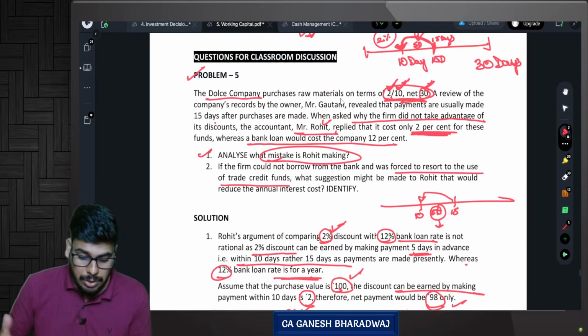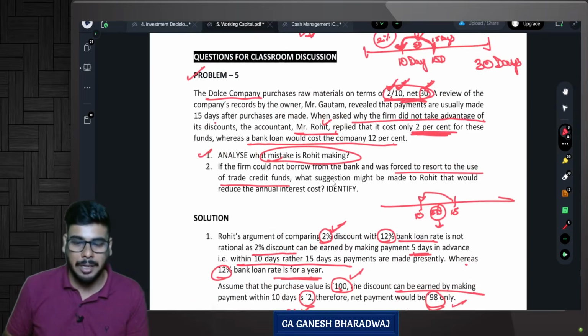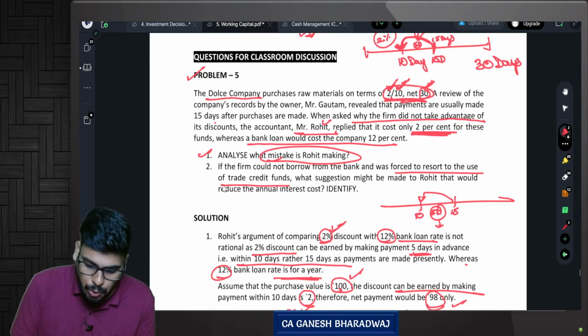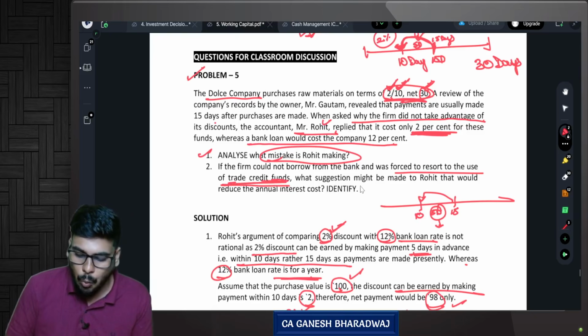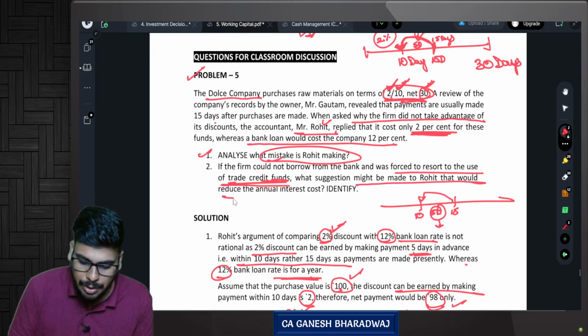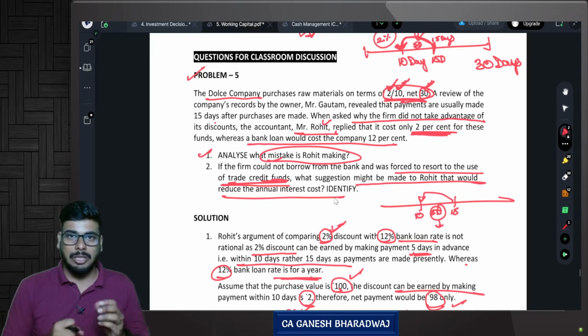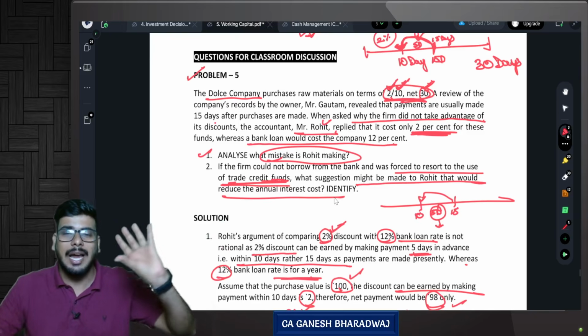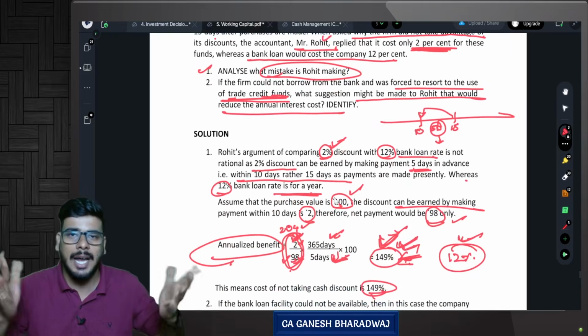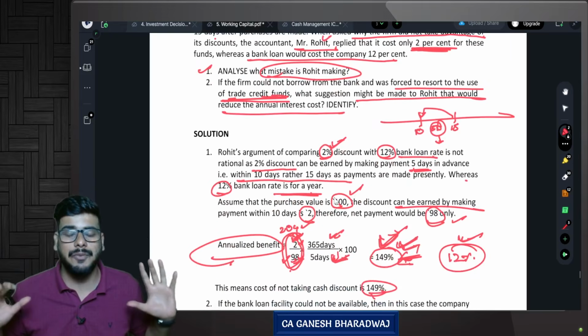Now, suppose the firm could not borrow from the bank and was forced to resort to the use of trade credit funds. What suggestion might be made to Rohit that would reduce the annual interest cost? Now, if I am able to borrow the money, I can make the payment quickly, within 10 days, and I can get the discount benefit.